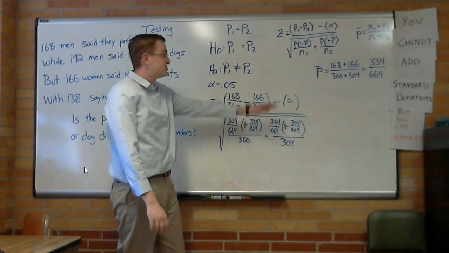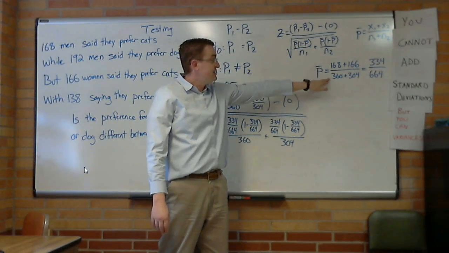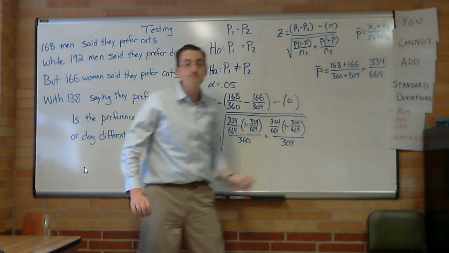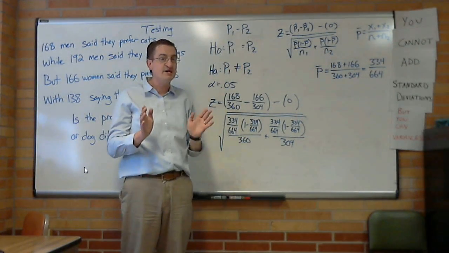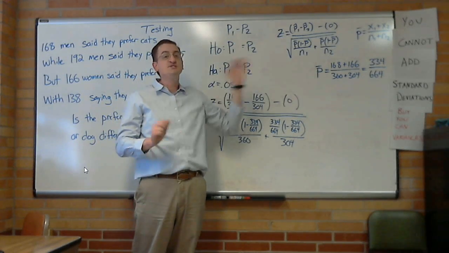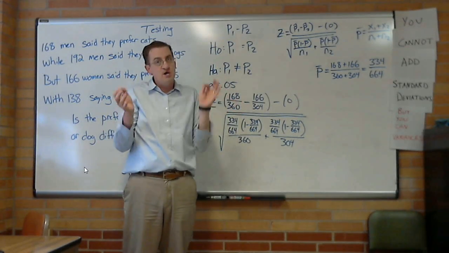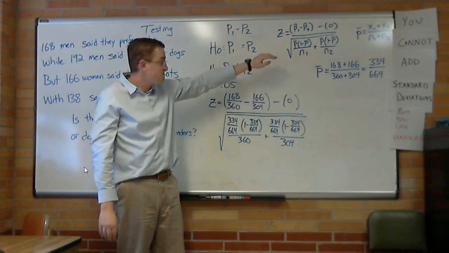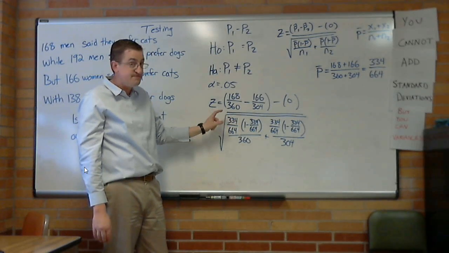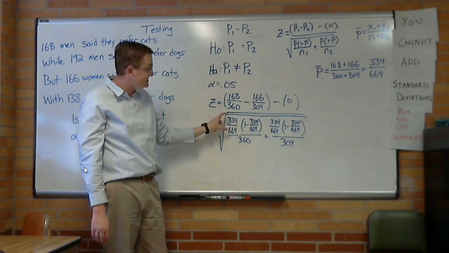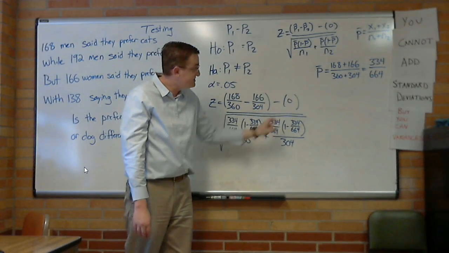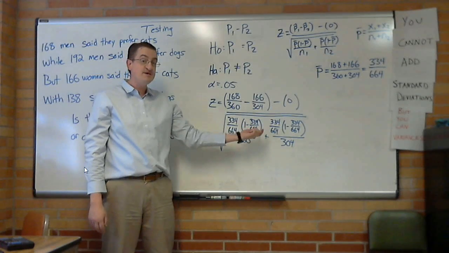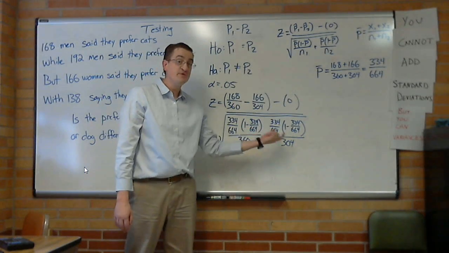For our pooled proportion, the 168 and 166 and the 360 and 304 give us 334 out of 664. That is not the same as adding fractions. If your math teacher saw you add fractions this way, they would throw a conniption fit saying, common denominators. This is not adding fractions, this is pooling fractions. So that 334 over 664 shows up 4 different places, here, here, here, and there. That is a pooled proportion which goes everywhere that p hat 1 or p hat 2 would have been.